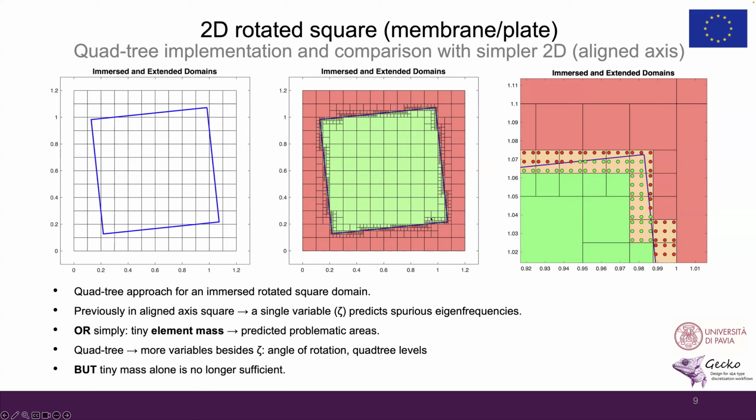This requires a quad-tree approach for integration near the boundary, as shown here. With rotation, more variables come into play: the angle, the quad-tree levels, and not just the zeta variable we had before. And as we're about to see, the tiny mass of a cut element is no longer sufficient to identify where problems will appear.